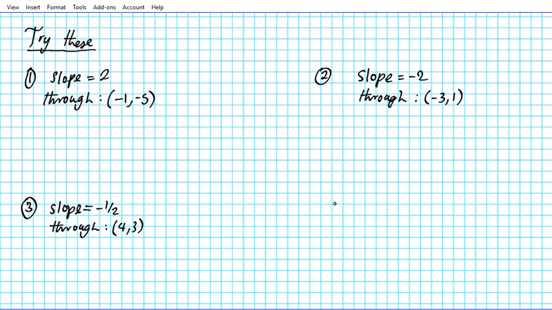Number 4, what if you have a slope of, this one's a little bit challenging, a slope of -1/2 and it goes through the point 1, 2.